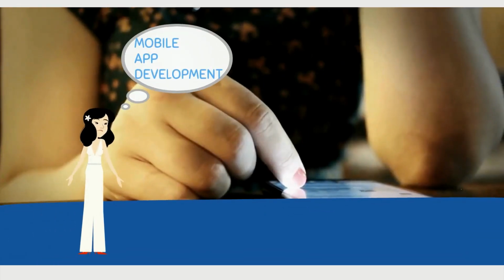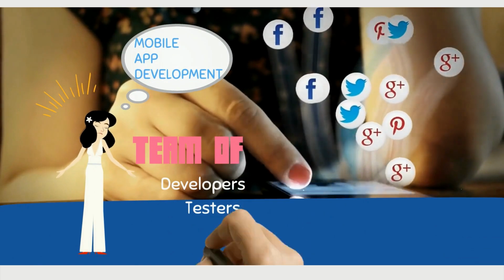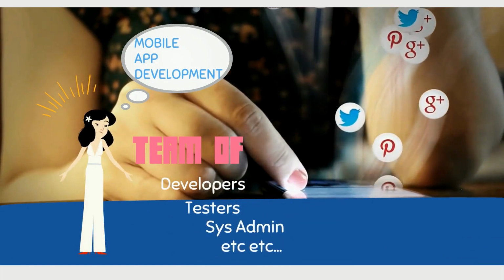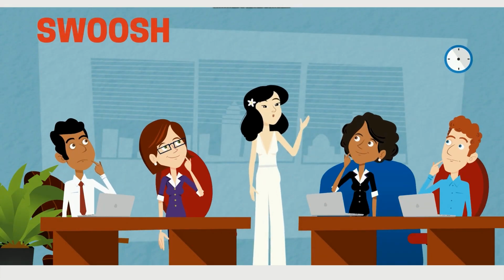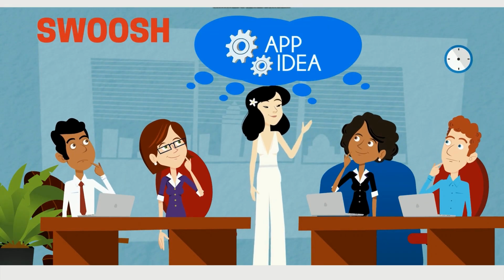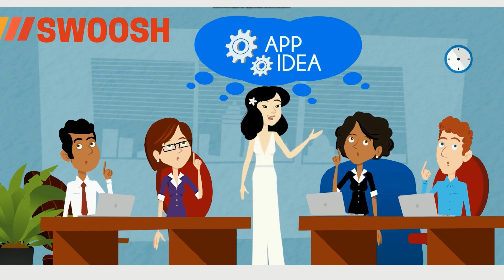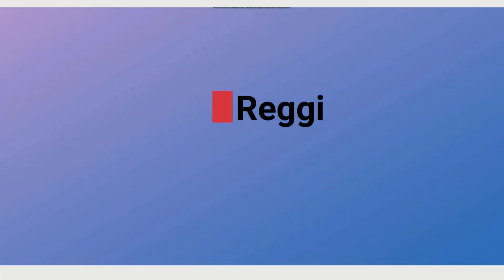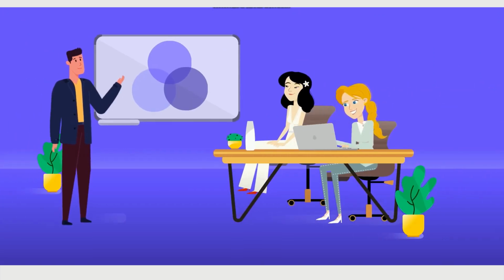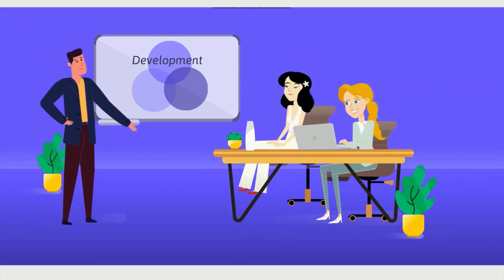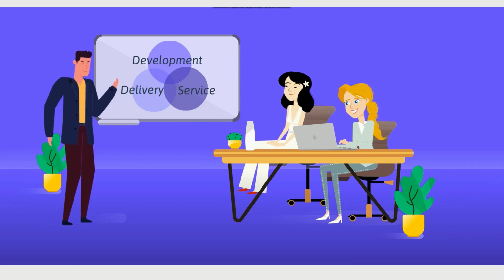Emma does not have a team who can do this. She'll need a team of developers, testers, and admin-like people who can accomplish this task. So Emma approaches a software consulting firm and explains her idea. Reggie, the director of the Dev and Ops team, explains her process of development, delivery, and service of the software.